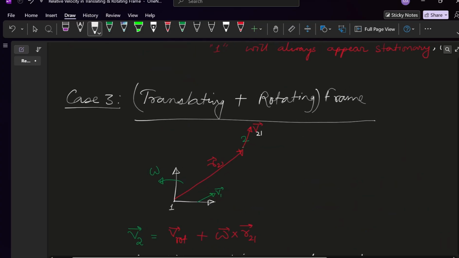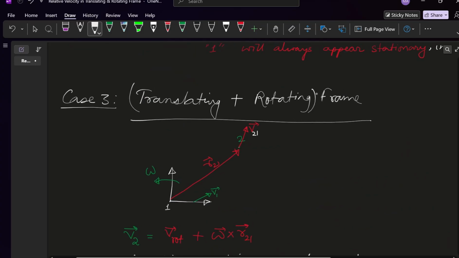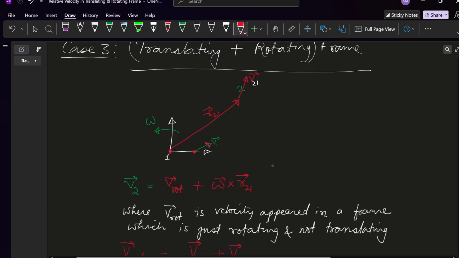Okay. The next case I'm going to do, it's important, is the translating plus rotating frame. Now I'm going to club these two frames. What happens if the frame is translating as well as rotating? The second case was only a rotating frame, and the first case was only a translating frame, right? Now I have taken this frame 1. This frame 1 is rotating with angular velocity omega, as well as its translational velocity is v1 vector. How can we write this relative velocity? Let's see. Now, velocity of particle 2 in the rotating frame.